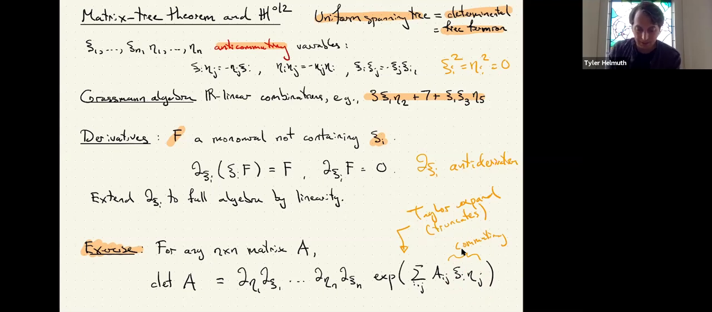Okay, so again, what happens? If you want to compute the determinant of any n by n matrix A, you can form an element of the Grassmann algebra by this rule and compute this derivative, and you get the determinant. Once you work it out, as it is an exercise, you see that you exactly rebuild the definition of the determinant.